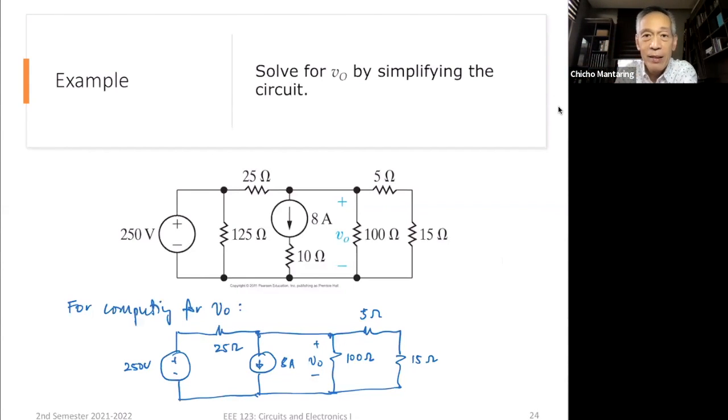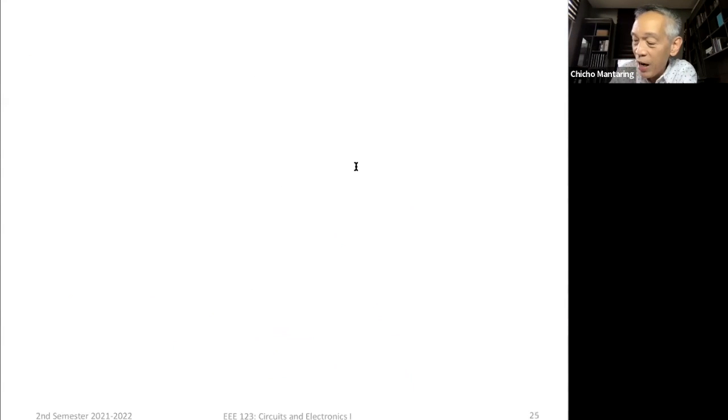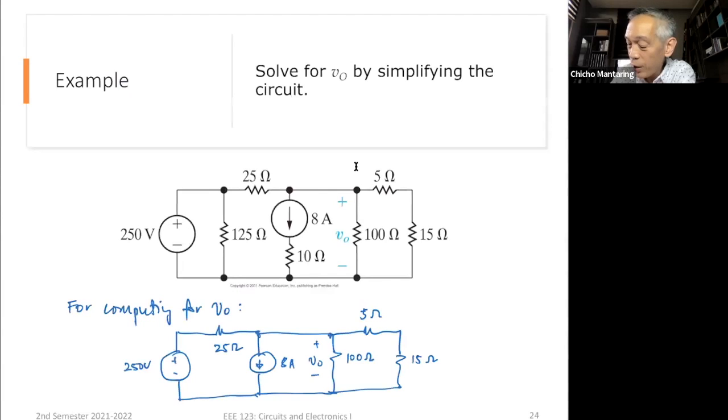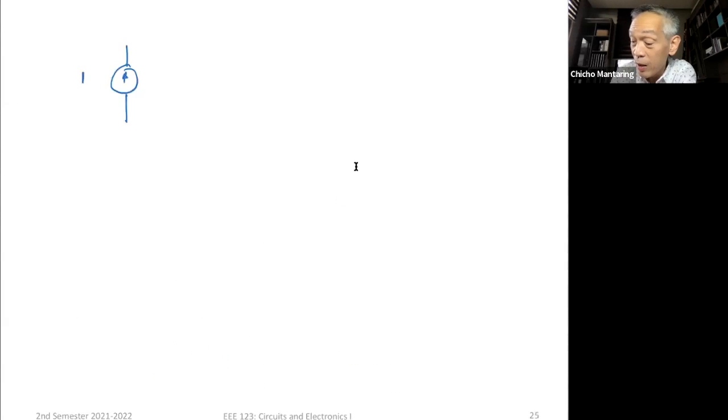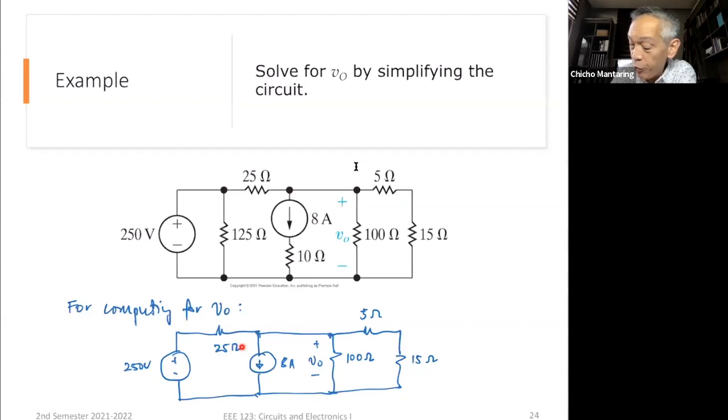Anyway, let's see, somebody in the chat, no? Yeah, that's right, ano? Ito pwedeng gawing current source. Okay, so sige, let's do that, no? So gagawin ko tong current source. So what is the value of my current source? That's going to be 250 divided by 25 or 10 amperes. No? Tapos itong 25 will be in parallel.